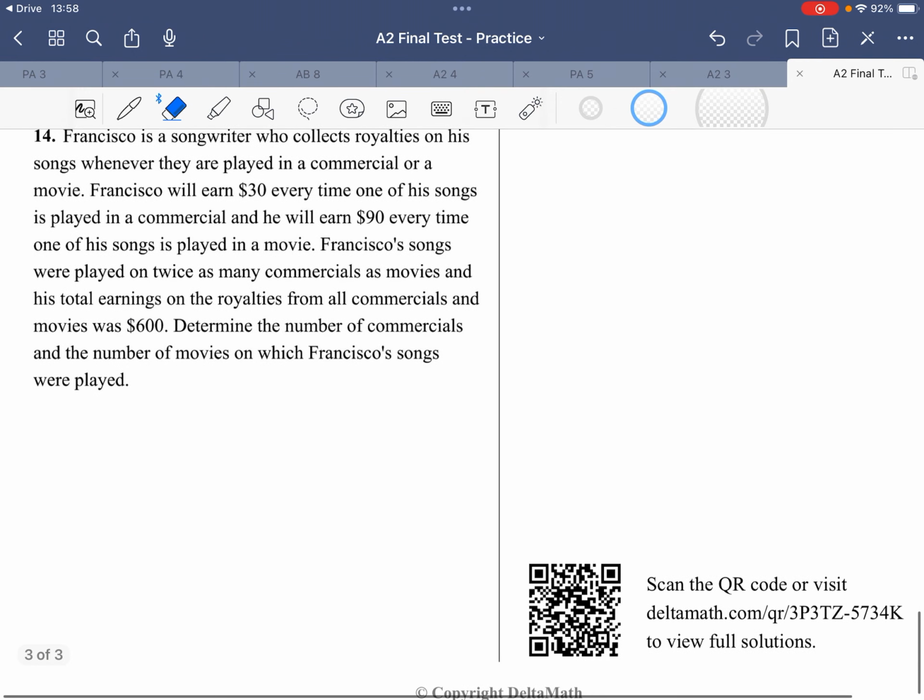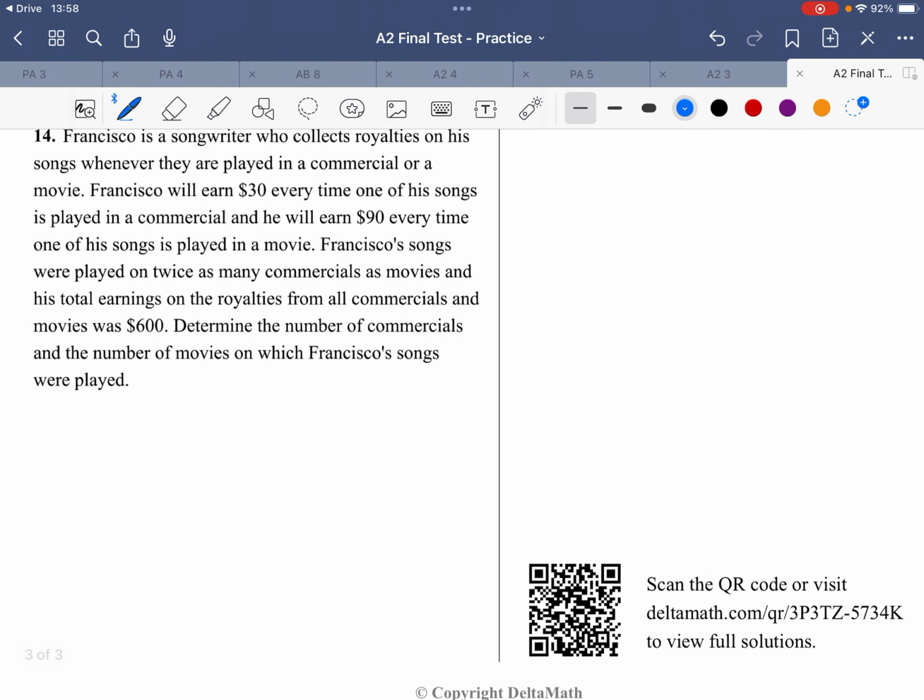Number 14, this is a systems of equation word problem. So first, I'm going to read the problem. Then I'm going to look for the variables. So in this case, number of commercials. So for example, X, or actually I can call it C, number of commercials in which the song played. And then M for number of movies.